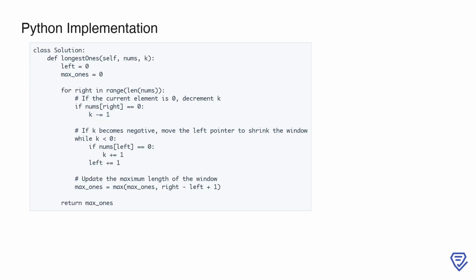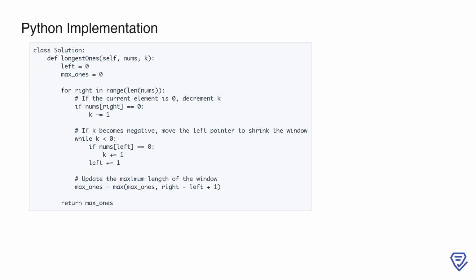Here's a breakdown of the code. 1. Initialization: left is initialized to 0. It represents the left boundary of the sliding window. max_ones is initialized to 0. This will store the maximum number of consecutive ones we can achieve. 2. Iterating over the array: we iterate through the array using a for loop, with right representing the right boundary of the sliding window.